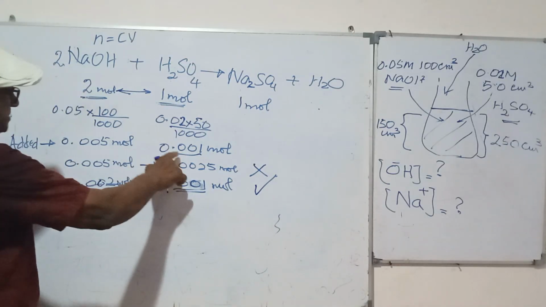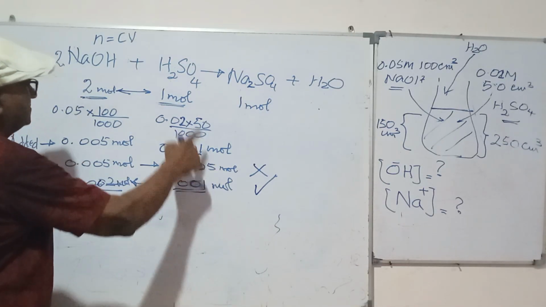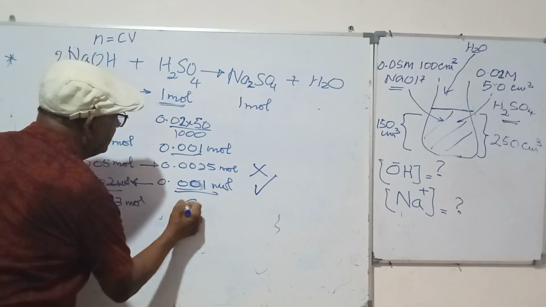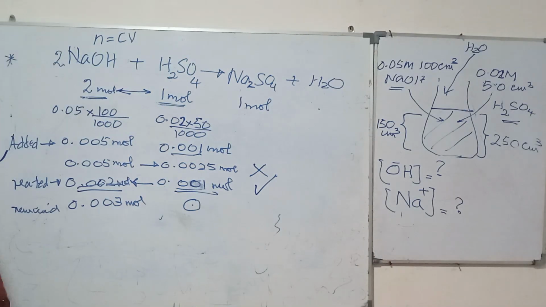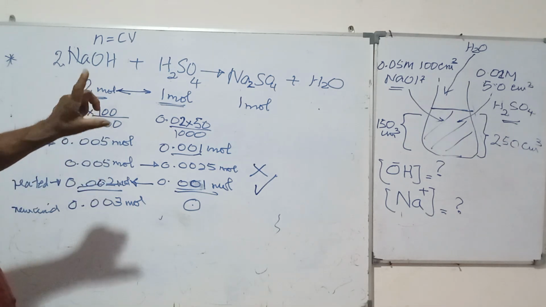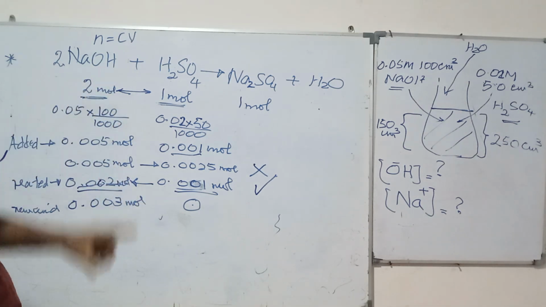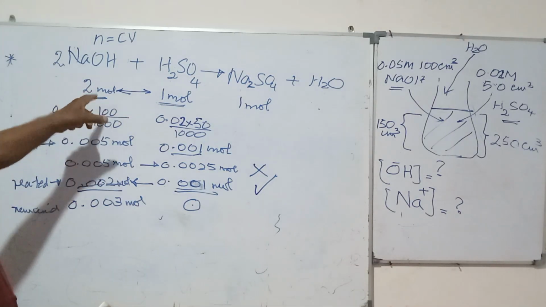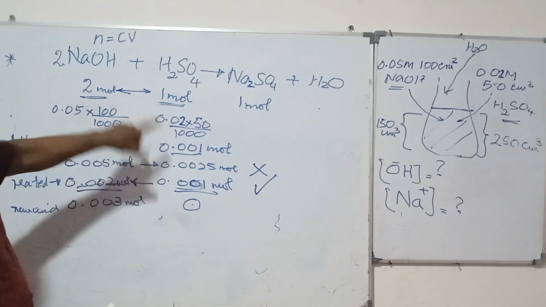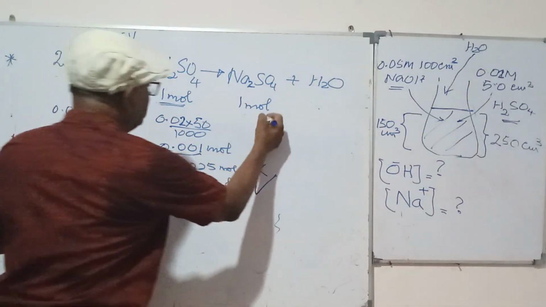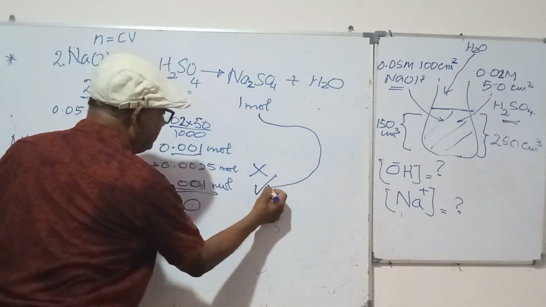Then 0.01 is the present amount of sulfuric acid. The total amount was reacted, and none of the sulfuric acid remained. Similarly, in all the cases, it is impossible for both to remain. Always only one remains if it does not tally with the stoichiometric ratio. Then, how much sodium sulfate is formed?